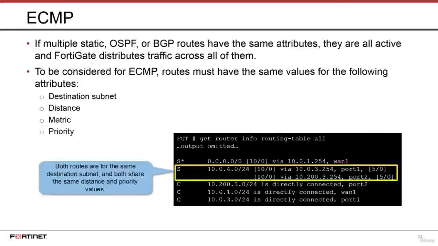So far, you have learned about the different route attributes available for routers to identify the best route to a destination. So what happens when two or more routes of the same type to the same destination share the same values for all the attributes? All routes will be installed in the routing table, and FortiGate will load balance traffic across all routes. This is called equal cost multipath.